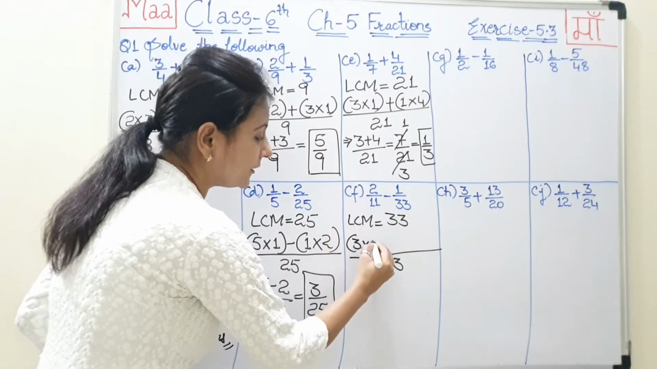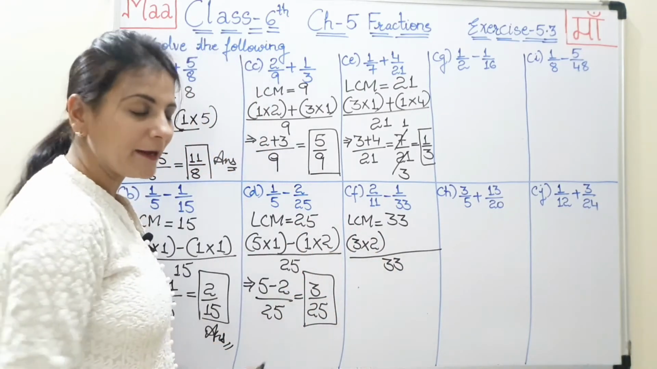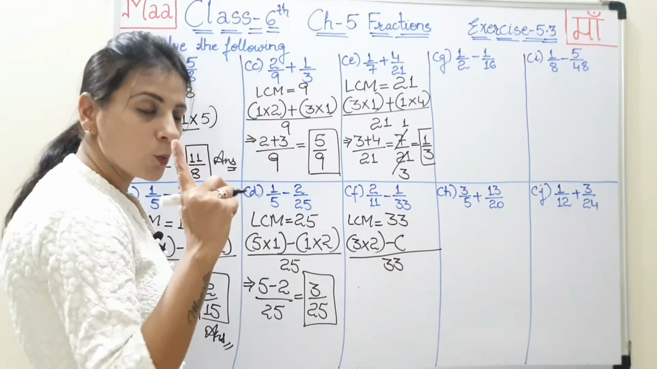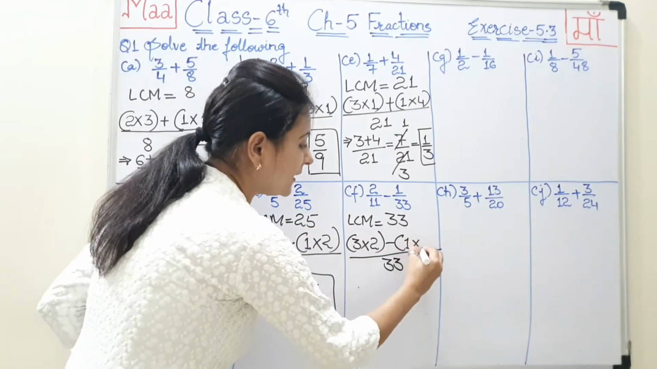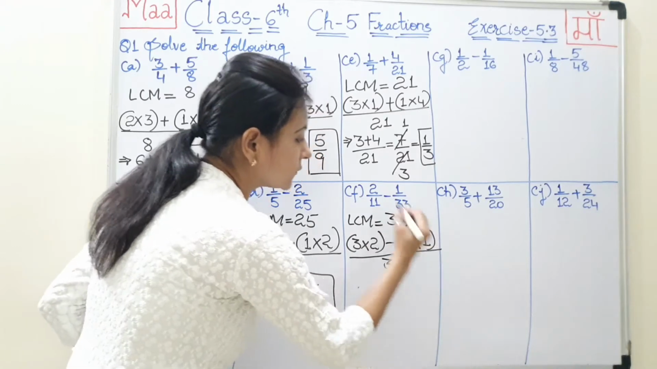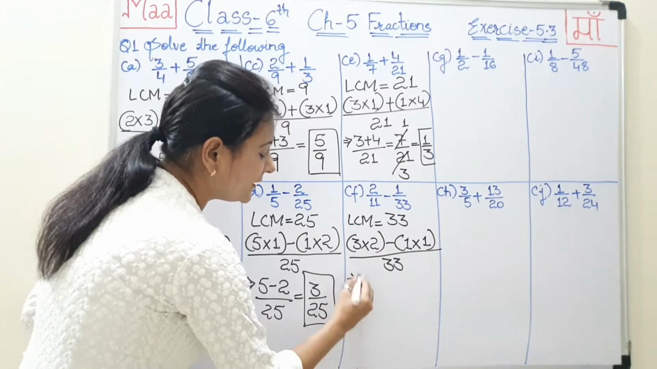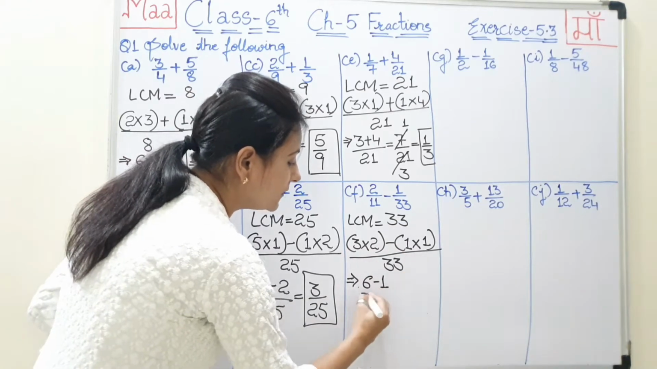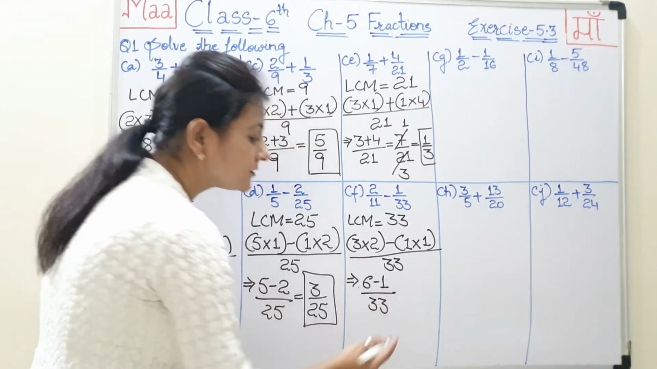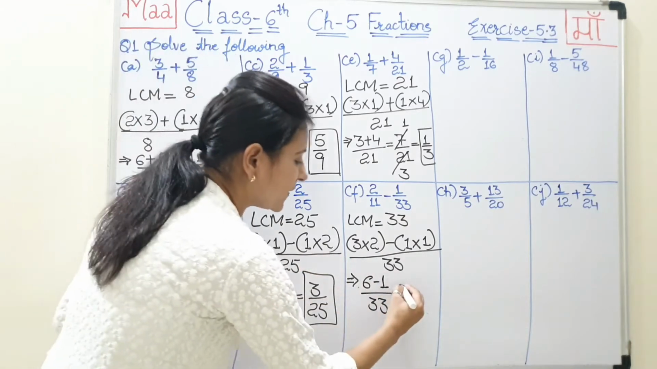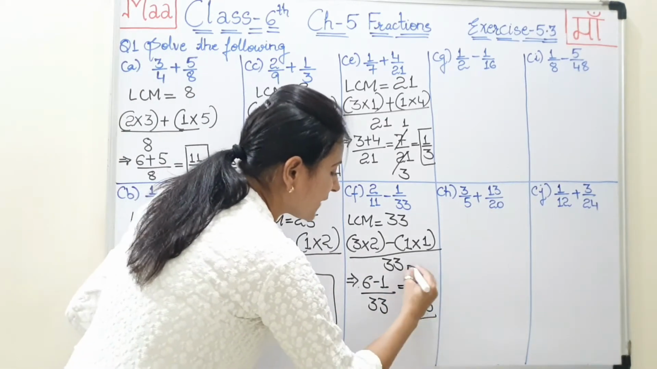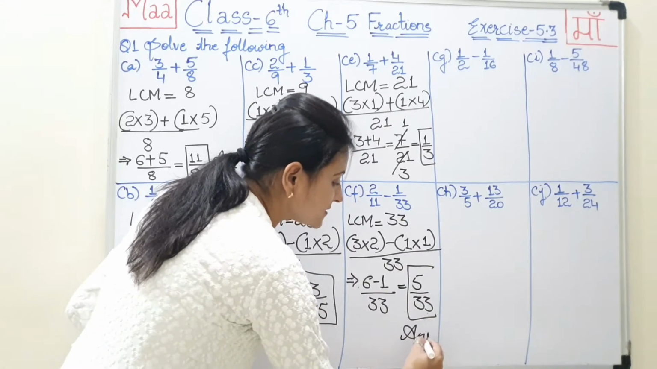Multiply it by the numerator 2. So 3 will be multiplied by 2, minus. In the table of 33, 33 comes 1 time. So we will write 1 here, multiply by the numerator 1. So 1 into 1. Now multiply it. So 3 twos are 6 and 1 one is 1. 6 minus 1 upon 33. So 6 minus 1 will give you 5 upon 33. So this 5 upon 33 is not cancelling further.